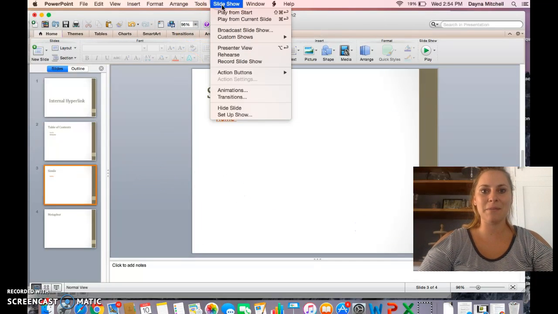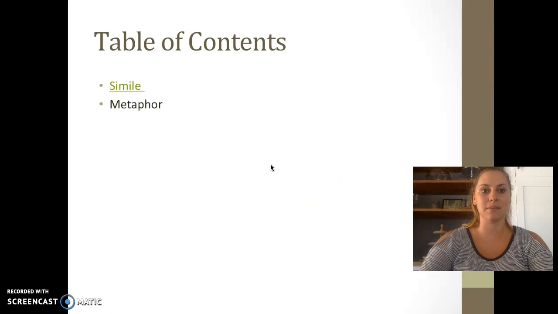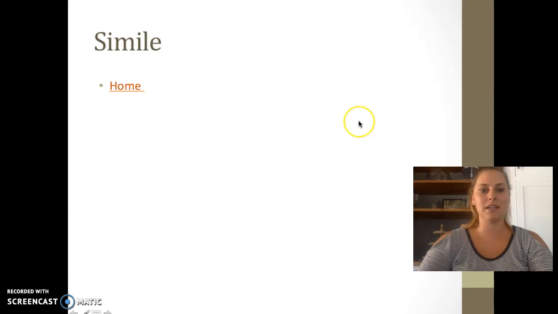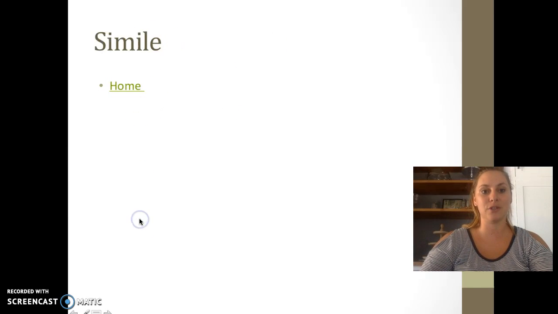So if I go back up into my slideshow, play from start, we go to our title page, then we have our simile. So I'm going to click on our simile, all the information's there, and then I'm going to go back home to our table of contents where I could choose any other slide that I want to go to.